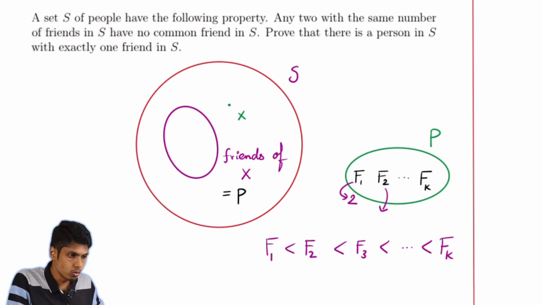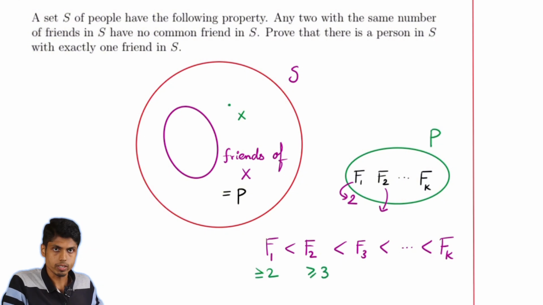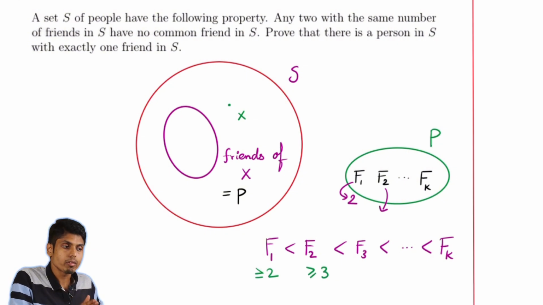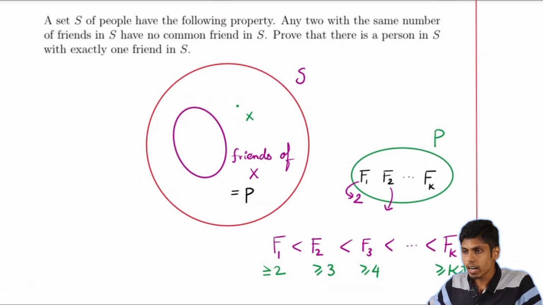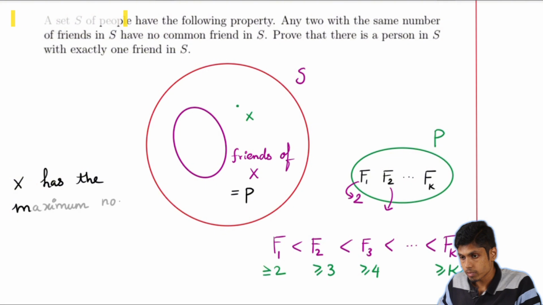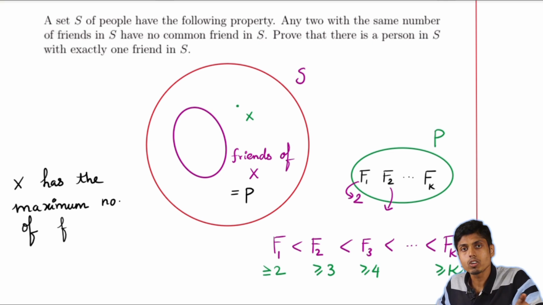Therefore, if F1 is 2 or greater than or equal to 2, F2 will be greater than or equal to 3. Because F1 and F2 can't be the same. F3 must be greater than or equal to 4. So on up to Fk must be greater than or equal to k plus 1. Now, come back to our assumption. We assumed that X has the maximum number of friends. Maybe there are multiple of them with maximum number of friends, but no one in the set S has more number of friends than that of X.